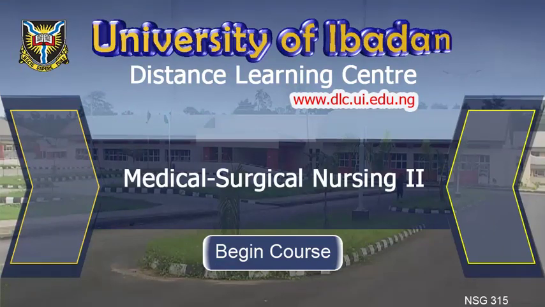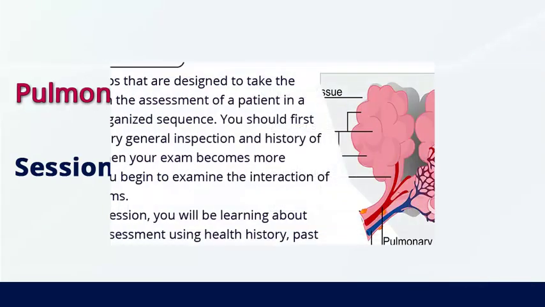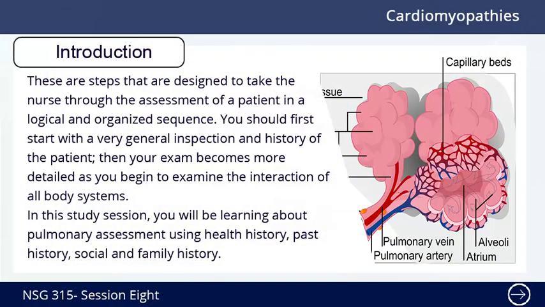Welcome to NSG 315 Study Session 8, Pulmonary Assessment. These are steps that are designed to take the nurse through the assessment of a patient in a logical and organized sequence. You should first start with a very general inspection and history of the patient. Then your exam becomes more detailed as you begin to examine the interaction of all body systems.